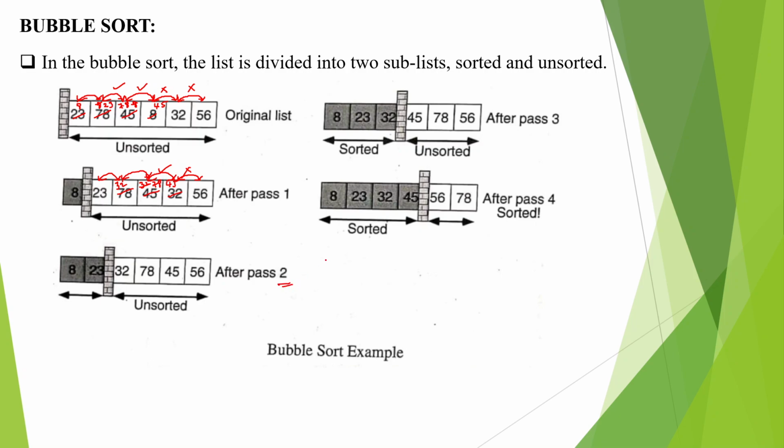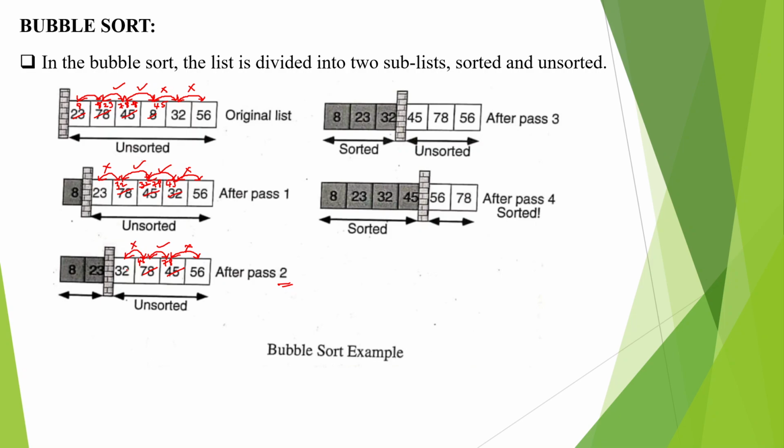Then we go for pass 3. We work on pass 3 here. So 45 and 56. Already 45 is smaller and on the left side, so no swapping. 78 and 45, 45 is smaller and on the right side, perform swapping. So 45 will come here and 78 will go here. Okay, then here we performed the swap. Lastly, between 45 and 32, 32 is smaller, already on the left side, no swapping.